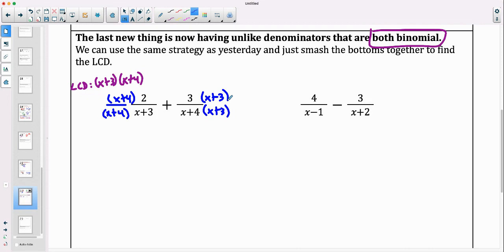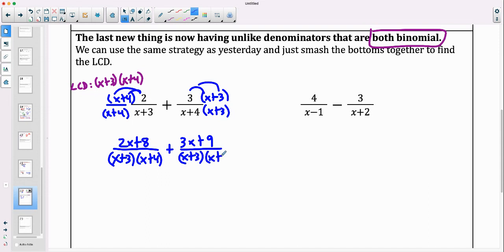Okay, so then we can distribute. So we have 2x plus 8 in that first one over x plus 3 times x plus 4, plus, do the same thing over here, 3x plus 9 over x plus 3, x plus 4. Now it's just about combining like terms.